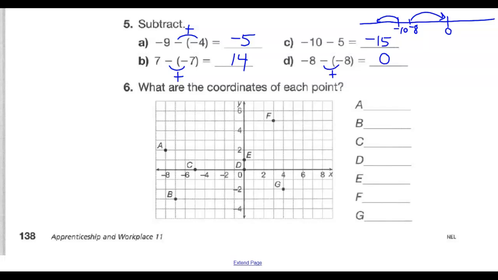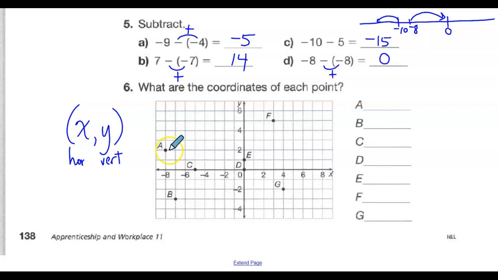Okay, what are the coordinates of each point? So you have to remember, coordinates have the x value first and then the y value. And x is always the horizontal, so this is the horizontal, and this is the vertical. Okay, you can think about alphabetical order. X comes before y in the alphabet, so that's why you have to put the x value first.